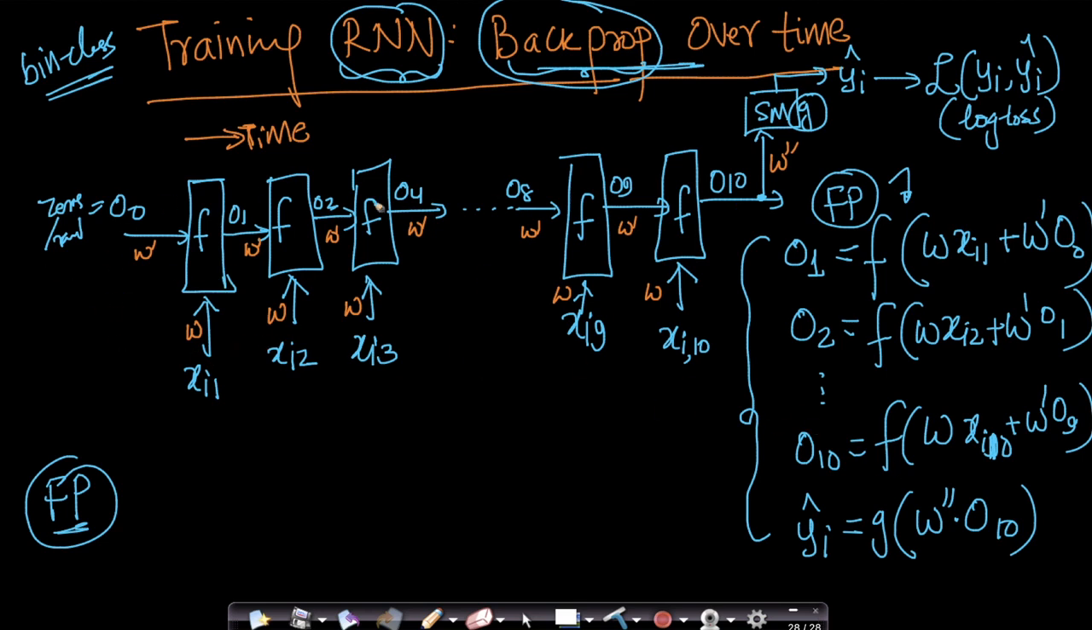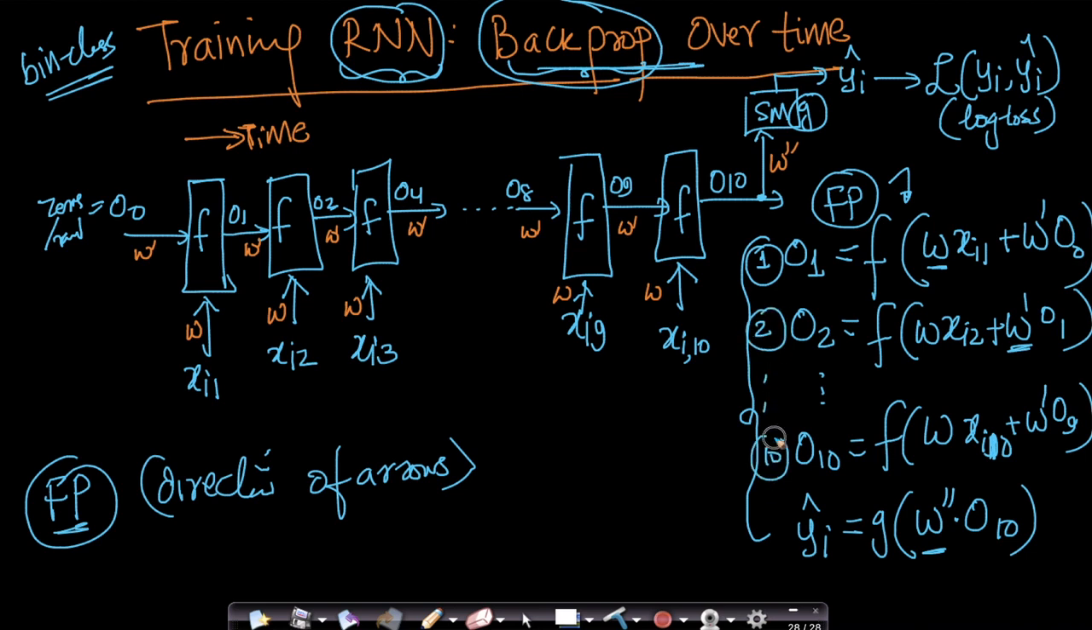That's your forward prop. And while you're performing your forward prop, your weights W, W dash and W double dash are the same. They don't change. Weights only change in the back prop. So for forward prop, just use the direction of arrows. That's why this notation of representing RNNs is very powerful. You can just follow the direction of arrows to write your forward propagation equations. This is how it happens. At time step 1, this happens. At time step 2, this happens, so on and so forth. At time step 10 and time step 11, you get the class label that you want.